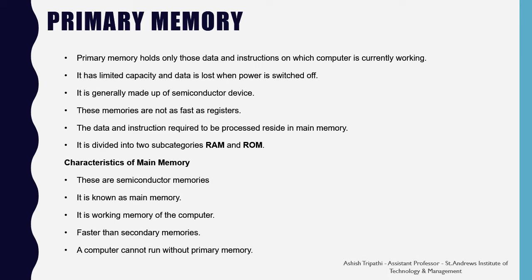Here are some of the characteristics of the main memory. As you can see, the main memory is made up of semiconductor devices. It is the main memory of the computer and it is the working memory of the computer. Main memory is faster than the secondary devices, and the important point is a computer cannot run without the primary memory.